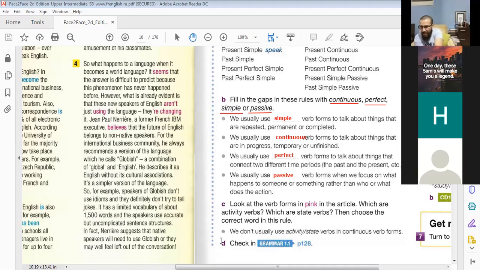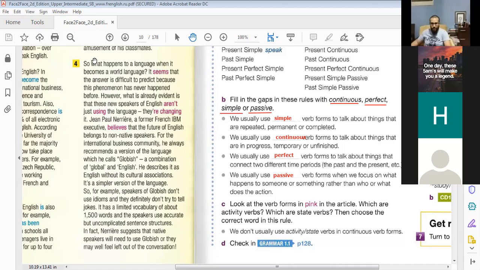Okay. Now, what about the pink parts of the text? It says, look at the verb forms in pink in the article. Which verbs do you think are activity verbs and which do you think are state verbs? Of course, this is quite important, the difference between state verbs and activity verbs. Okay, so let's take a look.